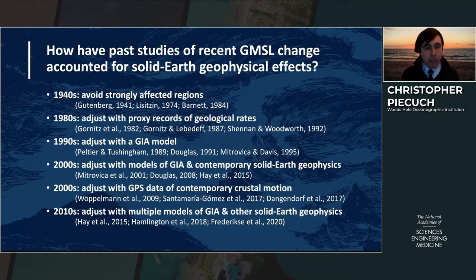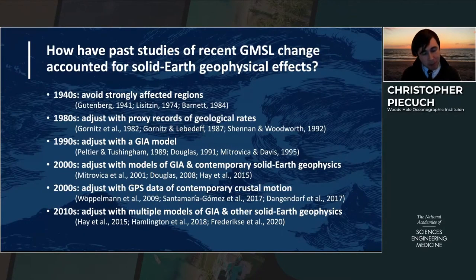At the turn of the century, in the 2000s, you have a couple important developments. One is that folks like Jerry Mitrovica and others started to include not only models of the GIA process, but other solid earth geophysical effects. Things, for example, the spatial patterns that Ben alluded to a few minutes ago related to the elastic fingerprints, spatial patterns of sea level change related to contemporary ice melt. And this is really nicely demonstrated in the somewhat recent paper by Carling Hay in 2015. So that's one development in the 2000s.